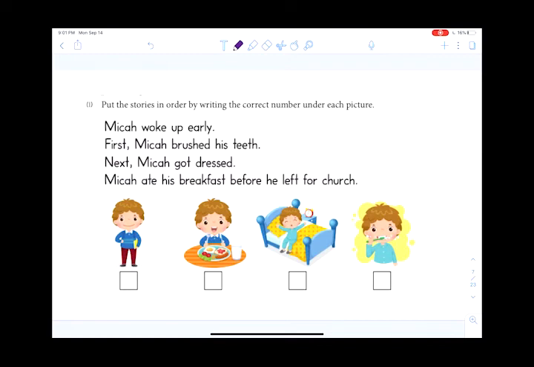Next, put the stories in order by writing the correct number under each picture. This is 1, 2, 3, and 4. Pause this video and complete the exercise. Great, done? The story's order goes 1, 2, 3, and 4.